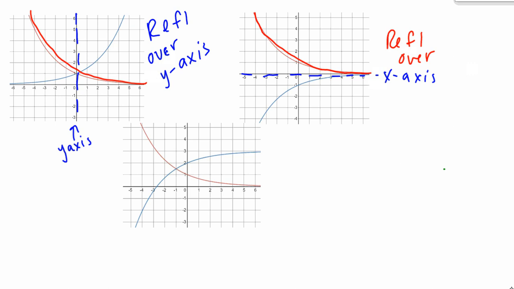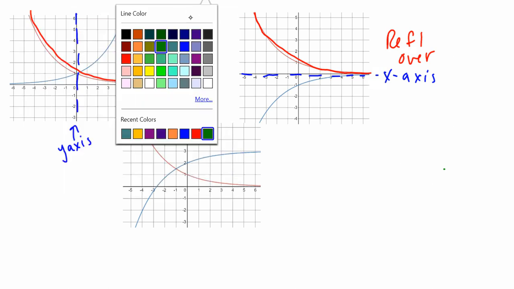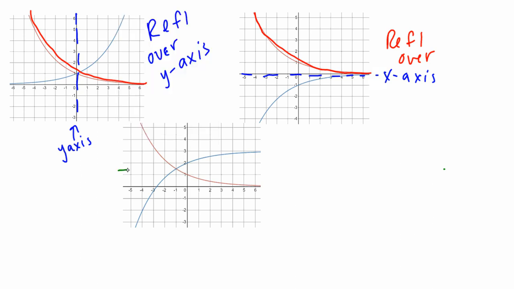Okay, this last one right here, you can look at it. You can see there's some kind of reflection, right? It appears that it's reflecting across. Go with green. Looks like it's reflecting across right here, right? But it's still got a reflection.